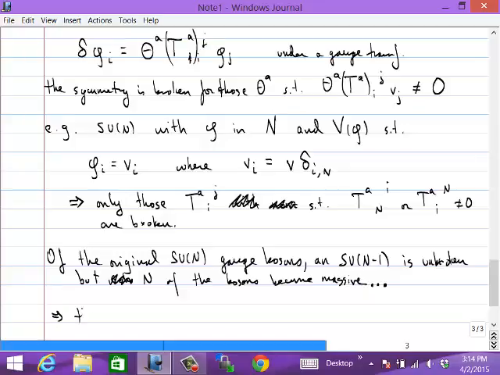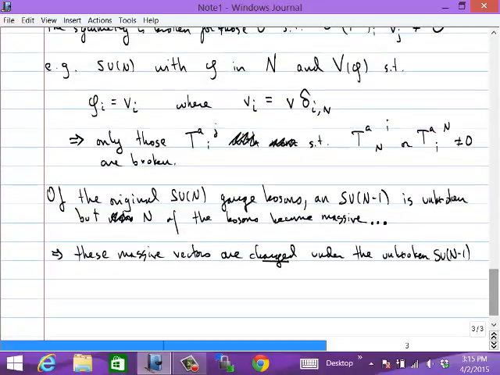So in particular, these massive vector fields are going to be charged under the unbroken SU(N-1). So in particular, can anyone tell me, let's see if you grok this, what representations of SU(N-1) they'll transform under?